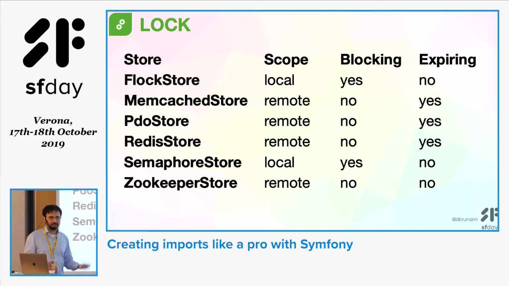So if you have the scenario that I just described with two app nodes running, then unless they write on a shared file system or shared directory, they wouldn't know that a different server runs this process and locked it. So you need a remote storage for the lock. And there Redis or PDO store is fine. By the way, PDO store also works with a Doctrine DBAL connection because it basically wraps PDO.